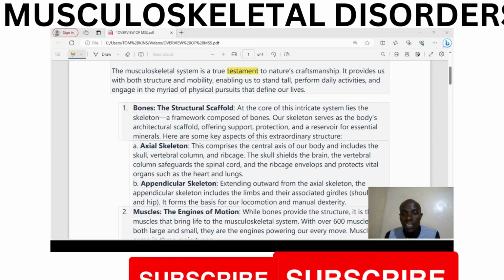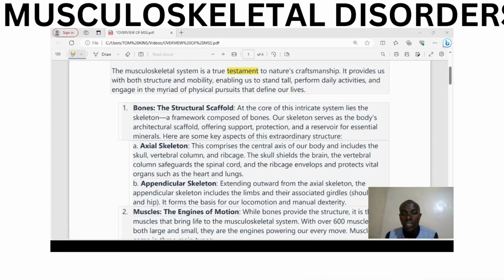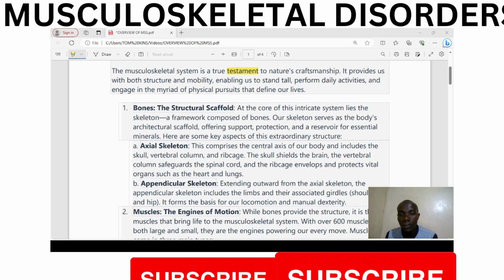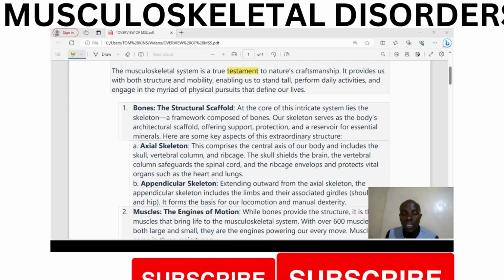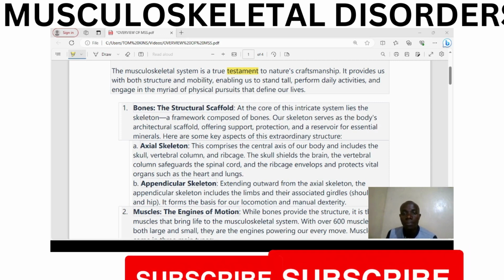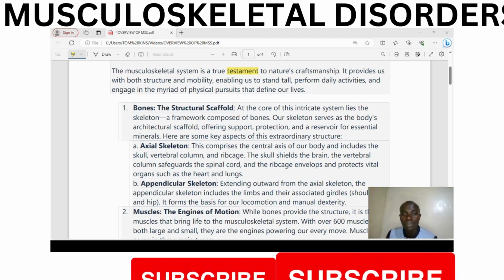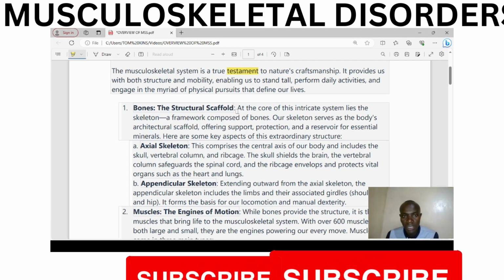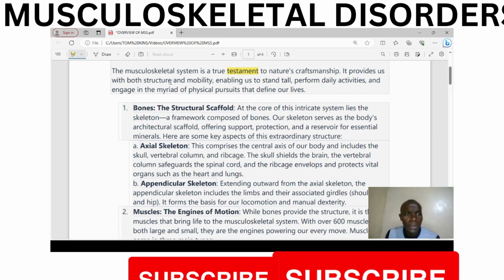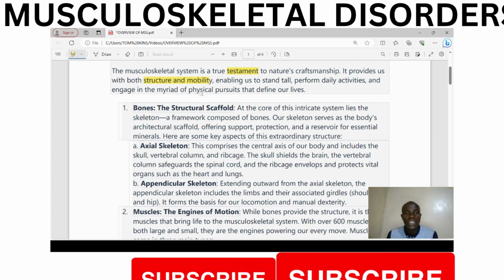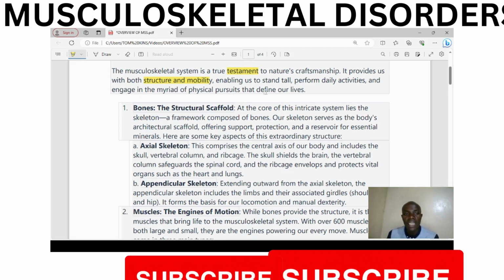In this series, we'll be looking at musculoskeletal disorders. And before we proceed to look at some of the top 10 musculoskeletal disorders, we have to look at the review of the musculoskeletal system. The musculoskeletal system is a true testament of nature's craftsmanship. It helps us with both structure and mobility, and thus enables us to stand, perform daily activities, and perform a myriad of physical pursuits that normally define our lives.